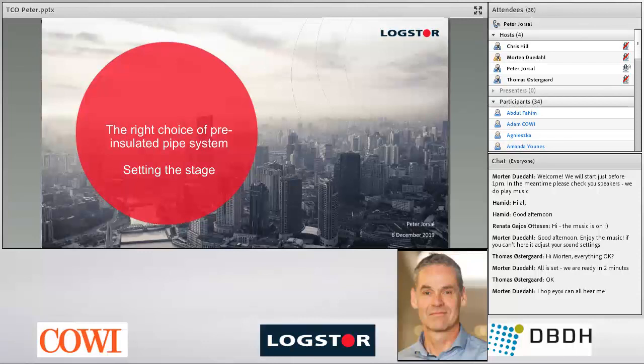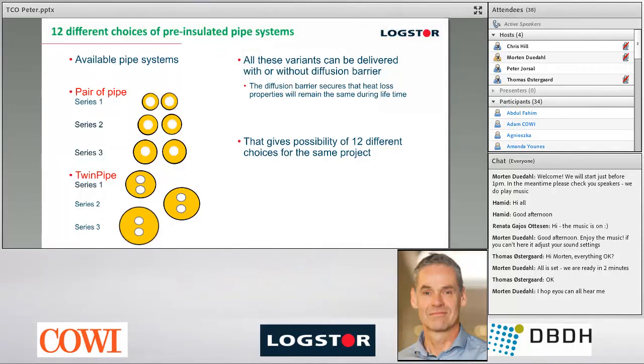So first I will set the stage for the further presentation. There are a lot of available pre-insulated pipe systems for you. There are pair of pipe and there are twin pipe, and for both pair of pipe and for twin pipe, we have three different insulation series. So that makes 6 different choices on the same project. Then we have a possibility of having pipes with a diffusion barrier, and you can have pipes without a diffusion barrier. And the diffusion barrier will secure that the heat loss properties of the pre-insulated pipe network will remain the same during the whole lifetime. So all in all, that gives 12 different possibilities for the same project.